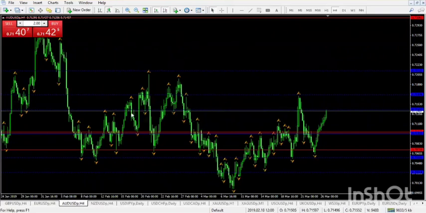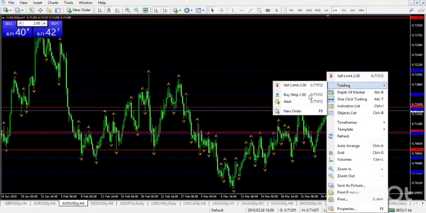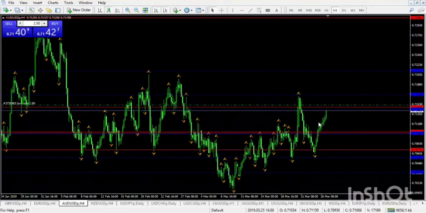For example, this AUD chart here. The price is where the pivots are. You see that? If the price goes further than this area, if it does, I will start buying. And I will put my buy stop right here.